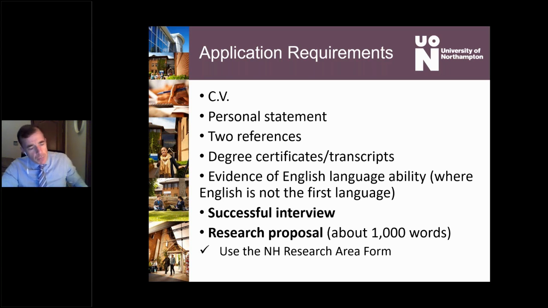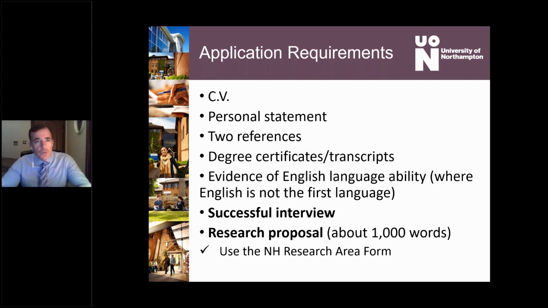Now, we don't want to accept people onto this program who aren't going to succeed. Basically, everyone who is accepted on the program, we want to succeed. And it's very important right from the application stage to demonstrate that you can succeed on this program.